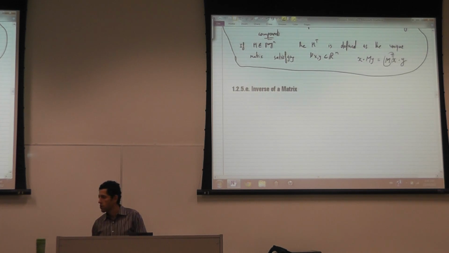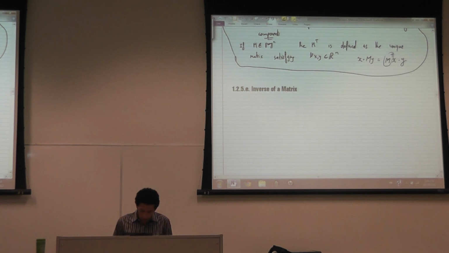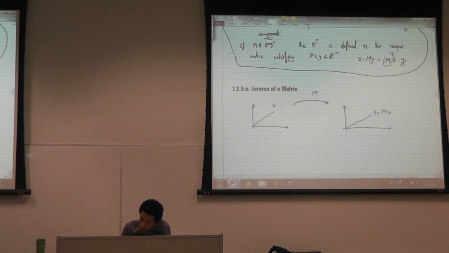Inverse of a matrix. What does the inverse of a matrix mean? This is a vector x. When I multiply the vector x by matrix M, I get a vector y, which is equal to Mx. If this matrix is invertible, then I have another matrix that I'm going to call M minus 1, which when I multiply M minus 1 by y, I will get x. So Mx is equal to y.